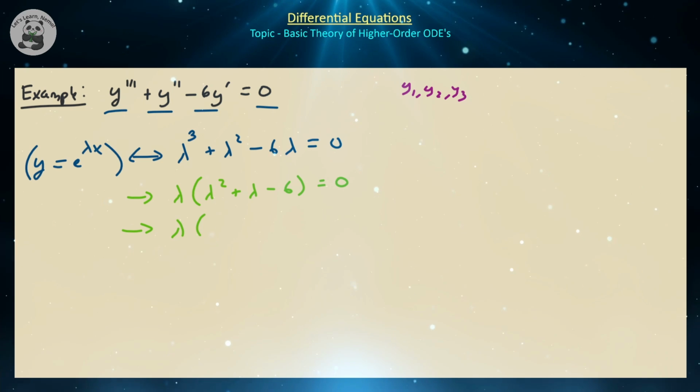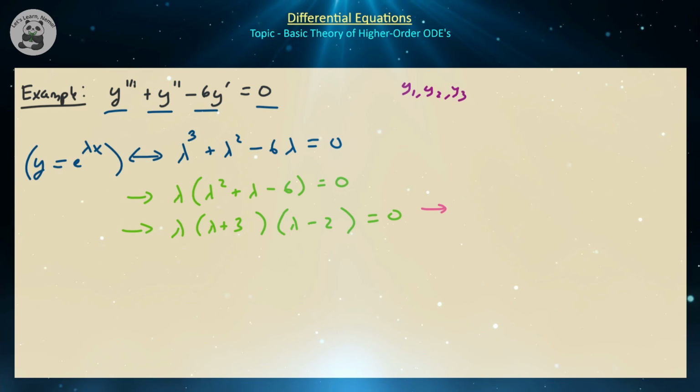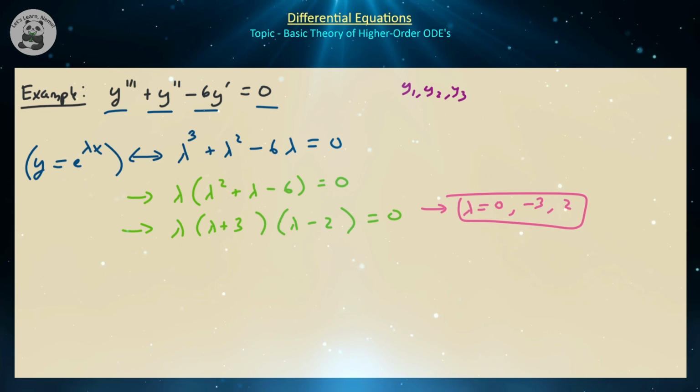So what two numbers multiply together to give us negative 6 and add together to give us positive 1? That's going to give us positive 3 and minus 2. So we have three values of lambda here. In particular, we have lambda is equal to 0, minus 3, and positive 2.